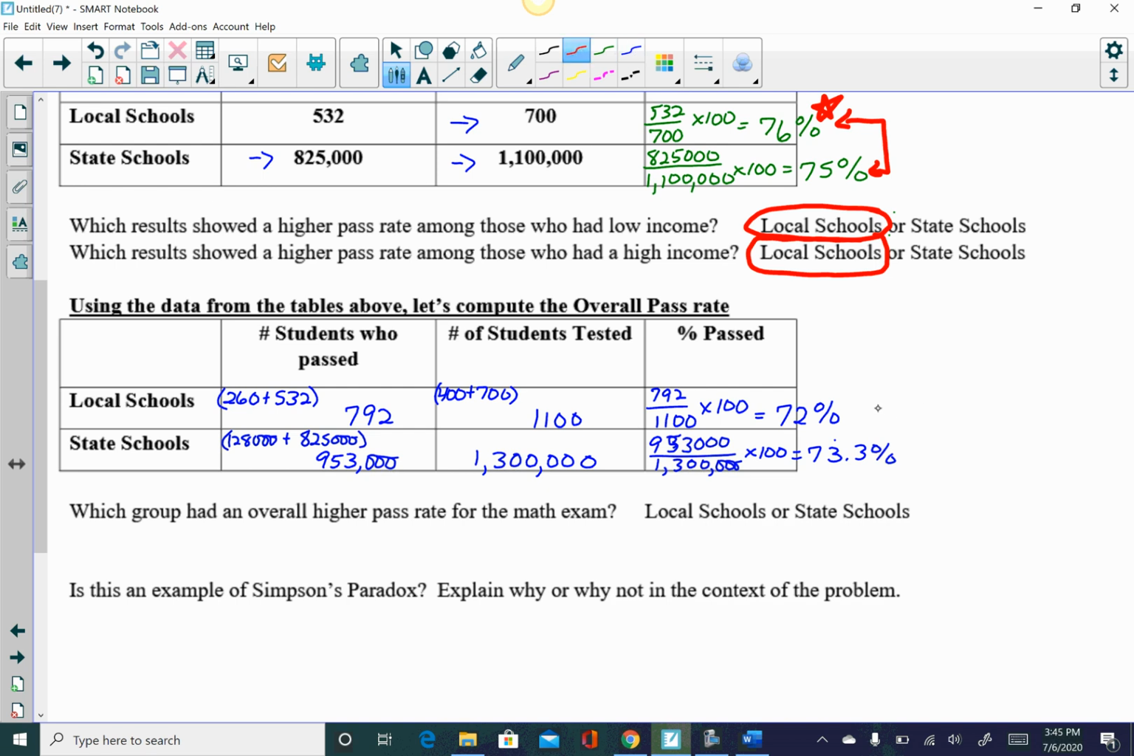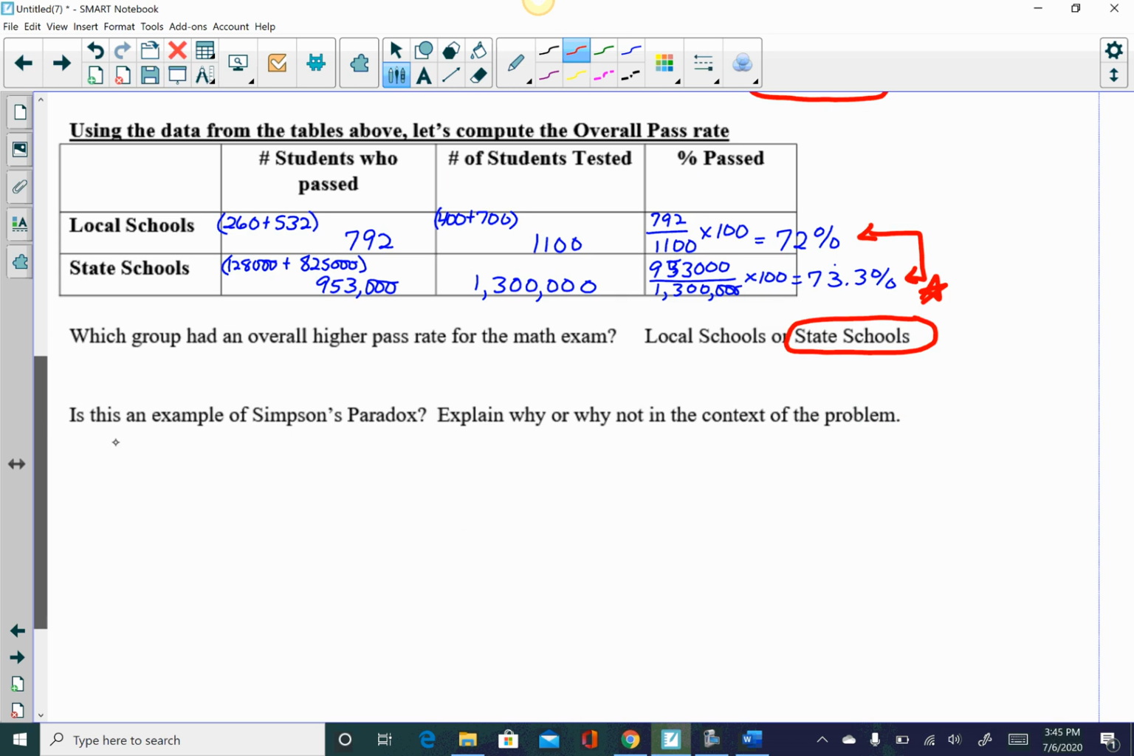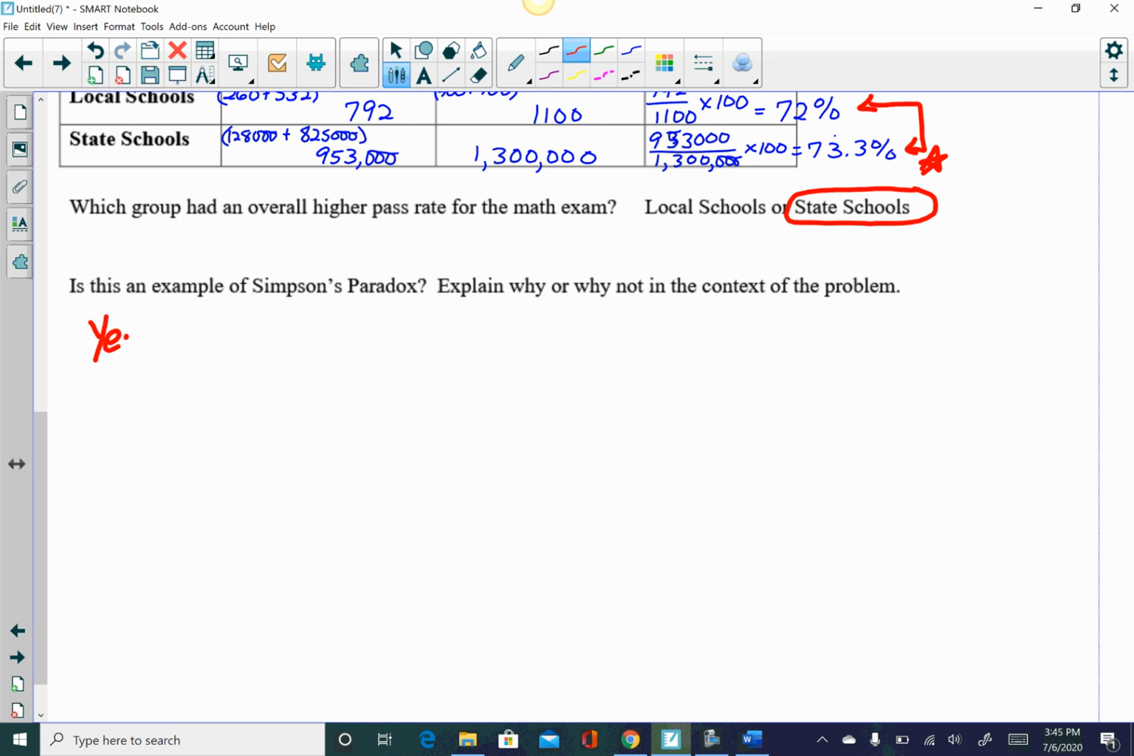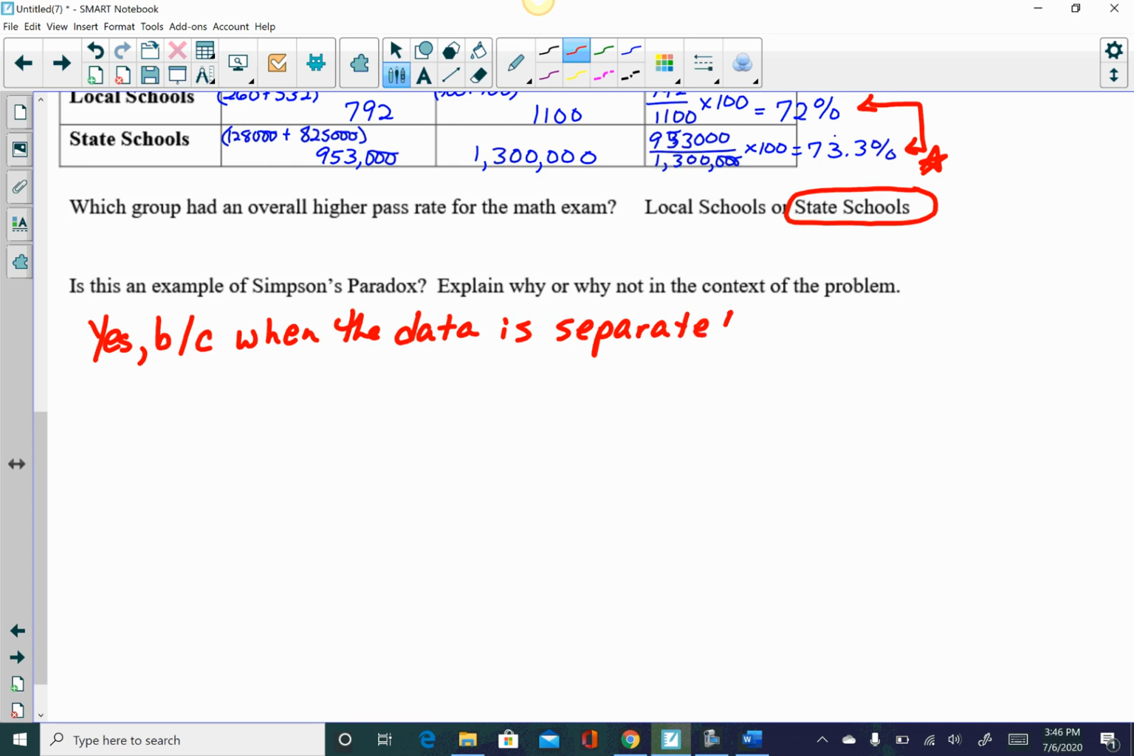So now if we answer the question here, which group had the overall higher pass rate, local or state schools? If we're looking at, again, here, 73% is definitely higher. So now overall the data is showing that state schools had the higher pass rate. This is an example of Simpson's Paradox. It's the same data, it's just organized differently. Up top it was organized by income status, and on the bottom everybody all together showed different results. So we would say yes, because when the data is separated. And I always ask that whenever you're doing a Simpson's Paradox problem that you always speak in terms of the problem. As I'm going to ask you this on the test, I'm going to ask you to explain. I ask you to speak in terms of the problem. Don't just say yes because one way showed one result and the last table showed a different result. I want you to speak in terms of the problem.